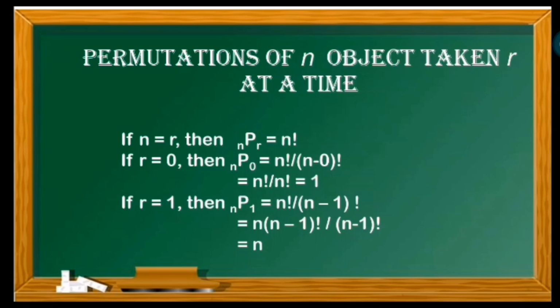So, if n is equal to r, then nPr is equal to n factorial. If your n and r are equal, the answer will be n factorial. If r is equal to 0, then nP0 is equal to 1. So if r is equal to 0, your answer will be 1. If r is equal to 1, then nP1 is equal to n. So if your r is equal to 1, your answer will be the value of your n.